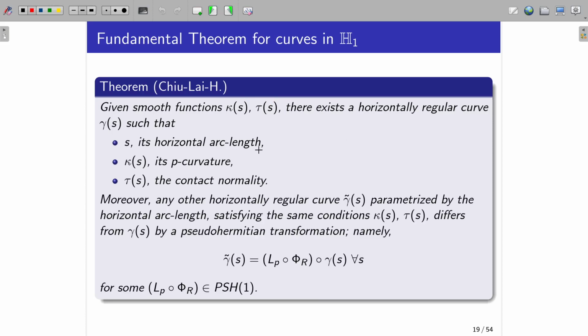And we also proved that given two curves, gamma and gamma tilde, if their geometric quantities kappa and tau are the same, then those two curves must be exactly the same up to a pseudo-Hermitian translation. So this is a result analogous to the theory in Euclidean space.